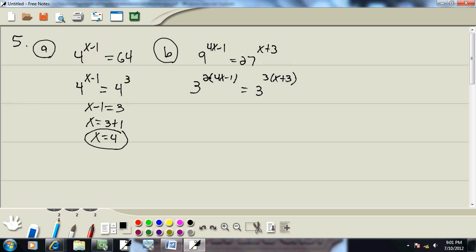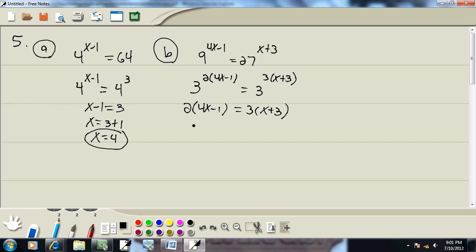Now notice when I rewrite those, it put the 2 and 3 up there in the exponent. I put parentheses around whatever's already there, because it has to be 2 times that and 3 times that. Now these are both 3 to a power, so I can drop the 3's. And I got 2 times 4x minus 1 equals 3 times x plus 3. These are linear equations at this point.